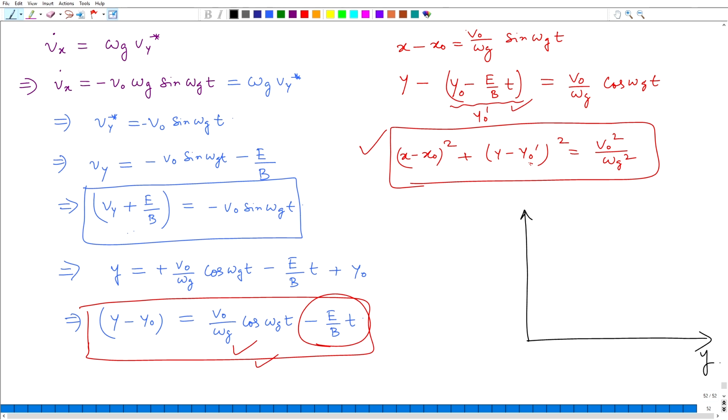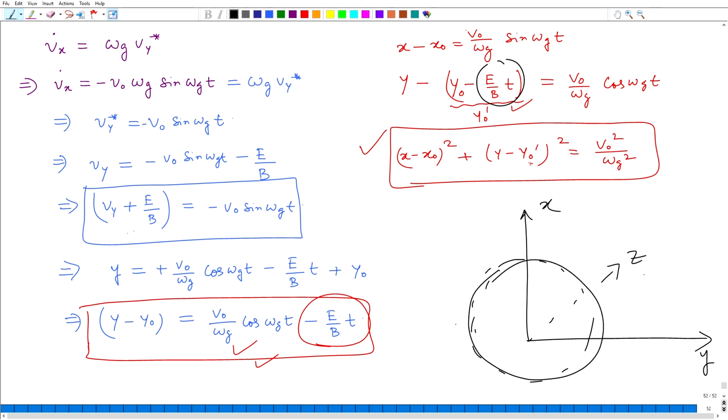So, y is this, x is this, and z is inside. Okay. Then if there is no E by B thing, then simply you will have a circle in this plane perpendicular to this z, which is the xy plane. You would have a circle, and this is the circle of the gyration. Okay. But here what happens?